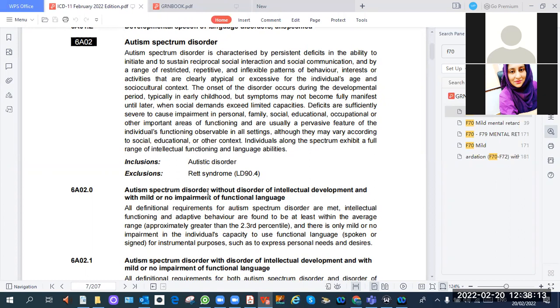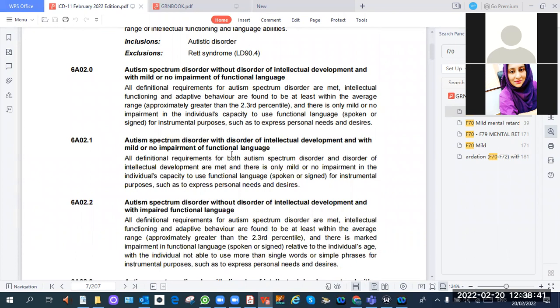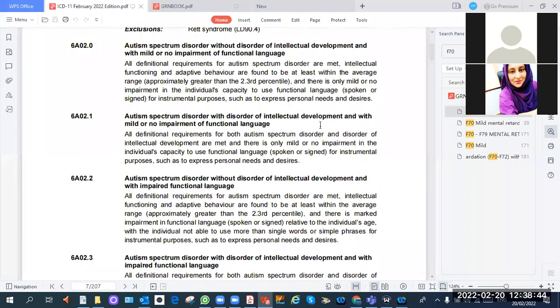It would complicate what I should call Asperger and what I should not, so it's very easy now. Instead of saying Asperger, you will say autism spectrum with no language impairment, with no intellectual developmental disorder. It will be equivalent to Asperger syndrome. Criteria are the same. Autism spectrum disorder with disorders of intellectual development and with mild or no impairment of functional language. So language is normal, but there is a DID, maybe some mild learning disability. So it will be here.